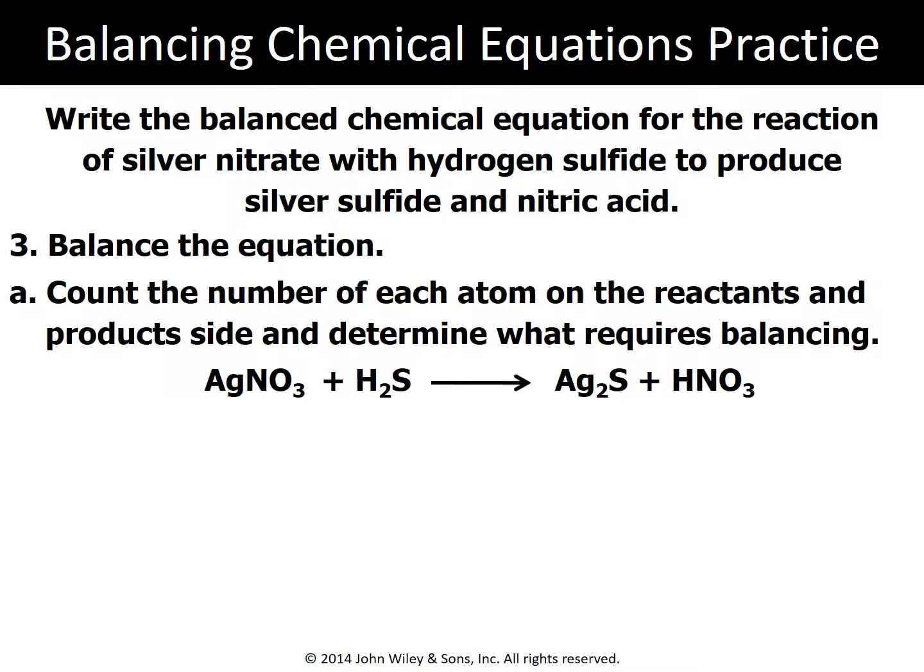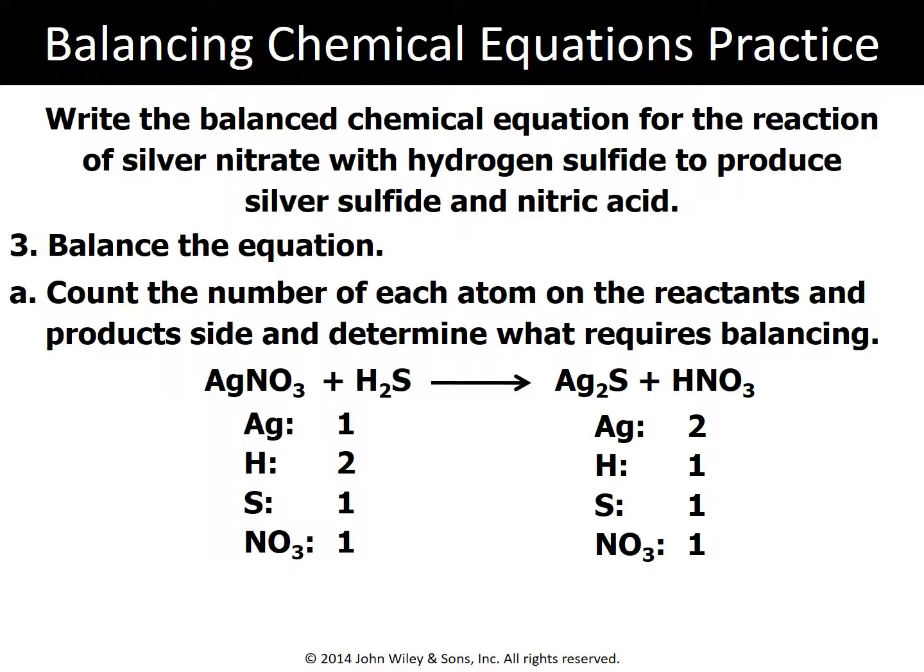If we do a quick tally, we can see that we have one silver, two hydrogens, one sulfur, one nitrate on our reactant side. On our product side, we have two silvers, one hydrogen, one sulfur, and one nitrate. So we know we're going to have to change our silvers and our hydrogens at least, and that actually will also change our sulfur and nitrates at some point.